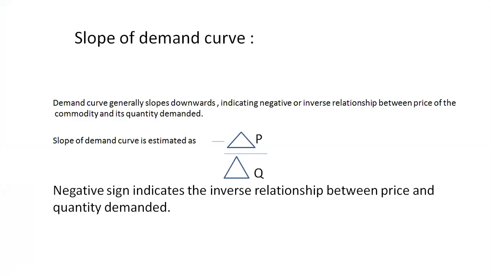Now, demand curve generally slopes downwards, indicating negative or inverse relationship between the price of the commodity and its quantity demanded. And the slope of demand curve is estimated as change in price by change in quantity. This particular triangle represents the change, and the negative sign represents the negative relationship between price and quantity. So slope of demand curve is calculated as minus ΔP by ΔQ, which is change in price by change in quantity. As I already told you, negative sign indicates the inverse relationship between price and quantity demanded.